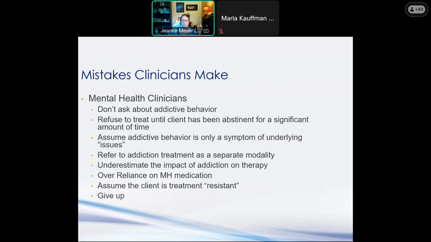So I want to refer back to the dizzy baby. As far as I know, there were no underlying issues. She was 6 months old, and she clearly loved being altered. And they refer people to addiction treatment as a separate modality. They underestimate the impact of addiction on therapy. There's over-reliance on mental health medication. They assume the client is treatment resistant or avoidant, and give up.